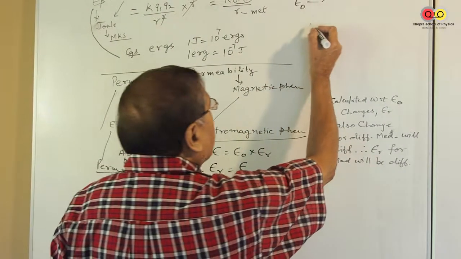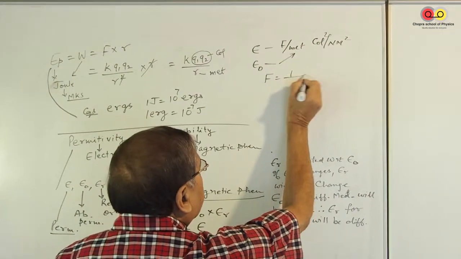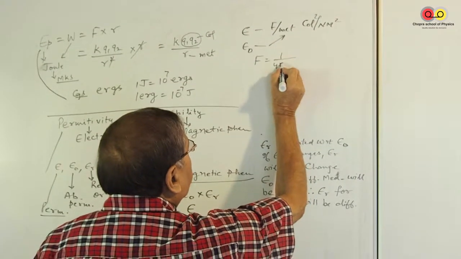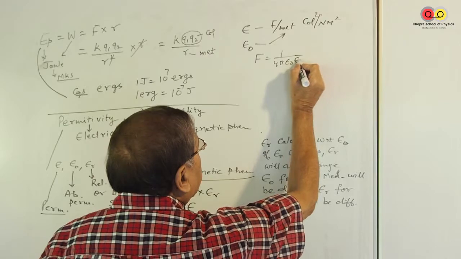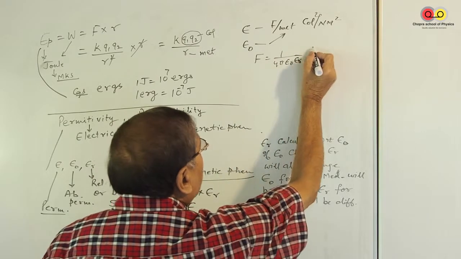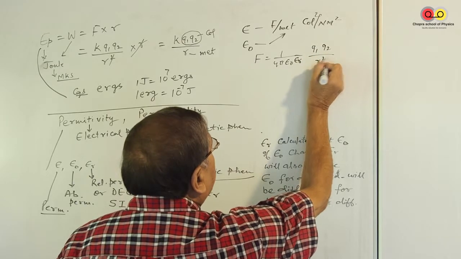Now, we have to further elaborate this concept to be applied in the calculations. Mainly Coulomb's law, as I have explained to you, is written like this: 1 over 4 pi epsilon naught epsilon r. Now this is a more elaborate form of Coulomb's law. Q1 Q2 divided by r square.